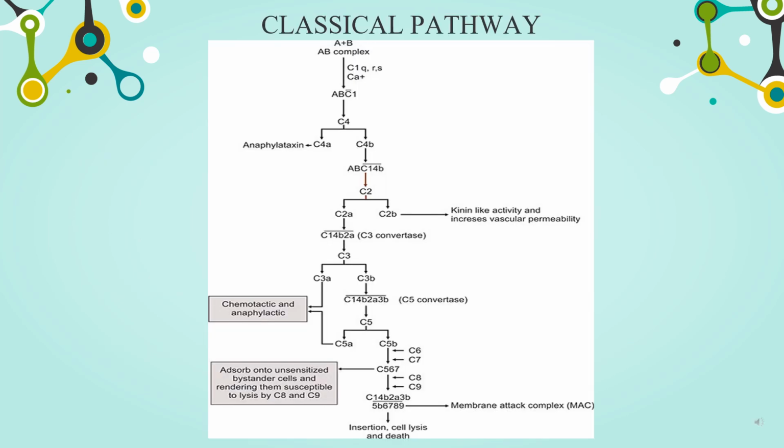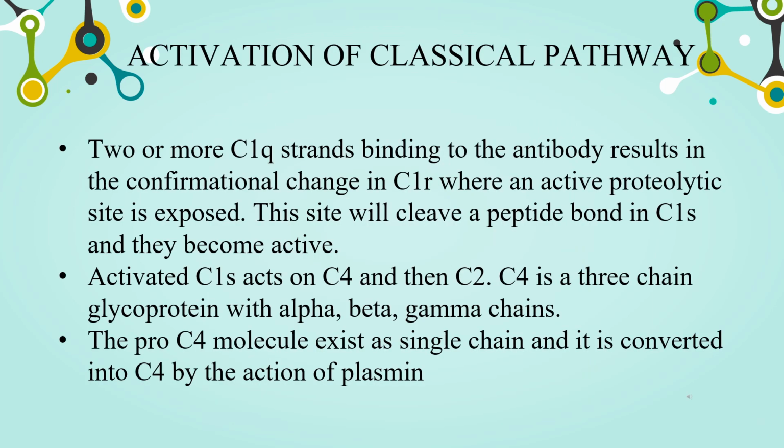Classical pathway flowchart. Activation of the classical pathway. Two or more C1q strands binding to the antibody results in a conformational change in C1r, where an active proteolytic site is exposed. This site will cleave a peptide bond in C1s and it becomes active. Activated C1s acts on C4 and then C2.